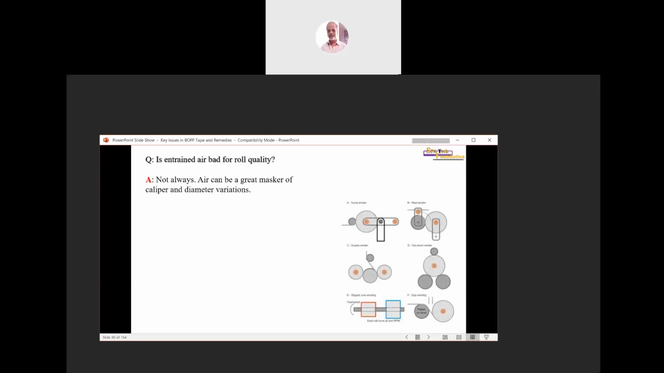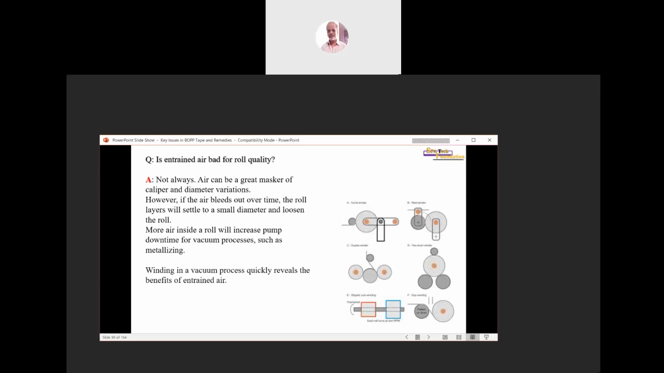Not always can air be a great maker of capillary and diameter variations. However, if the air bleeds out over time, the roll layers will settle to a small diameter and loosen the roll. More air inside a roll will increase pump downtime for vacuum processes such as metallizing.